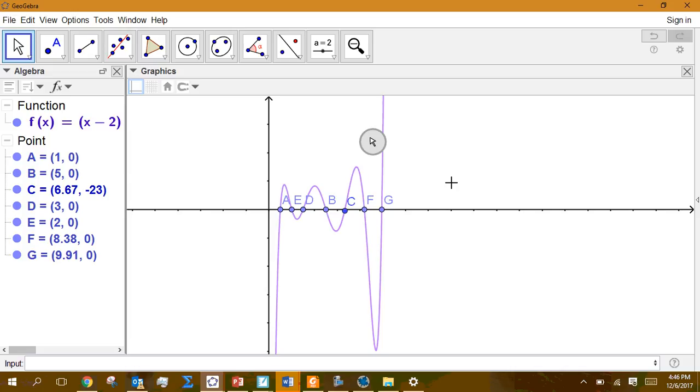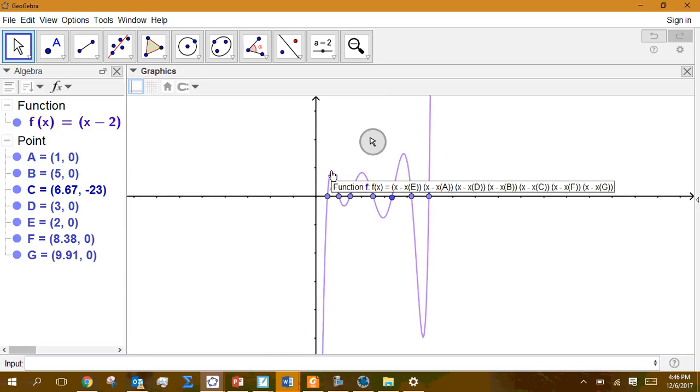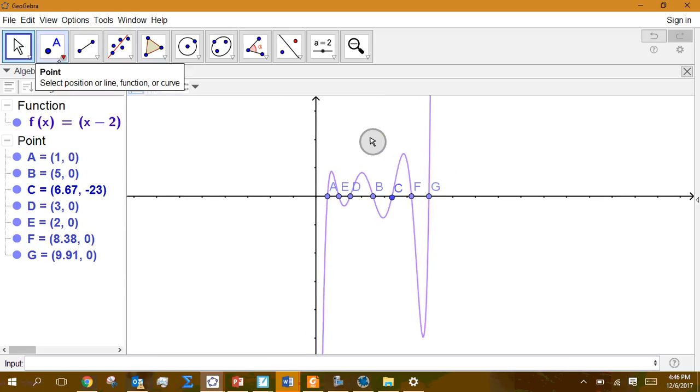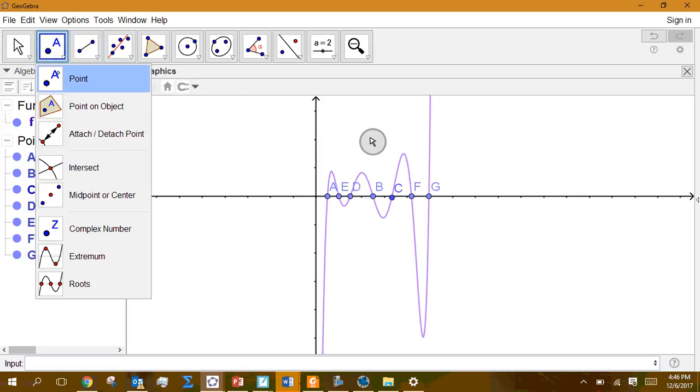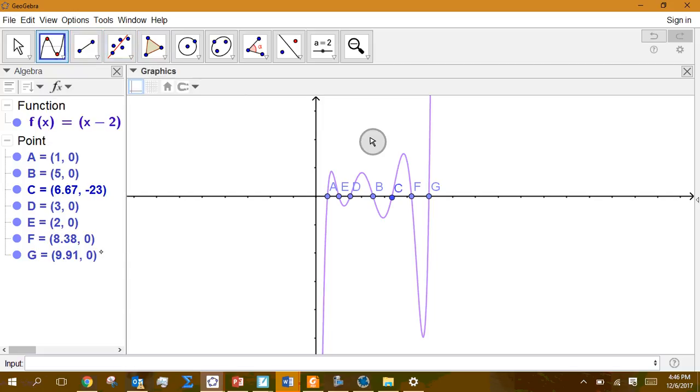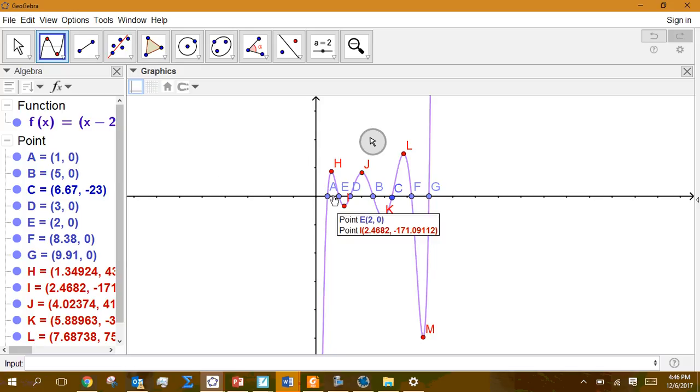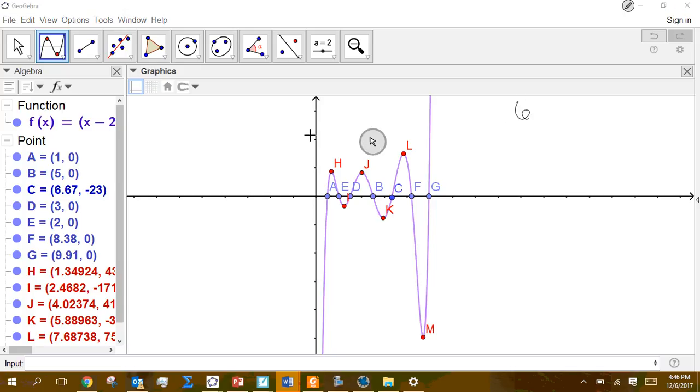And that gives me this picture. Maybe I can find the extremums of this curve, and those red points are your turning points. So you've got 1, 2, 3, 4, 5, 6. So we have the possibility of having 6 turning points there.